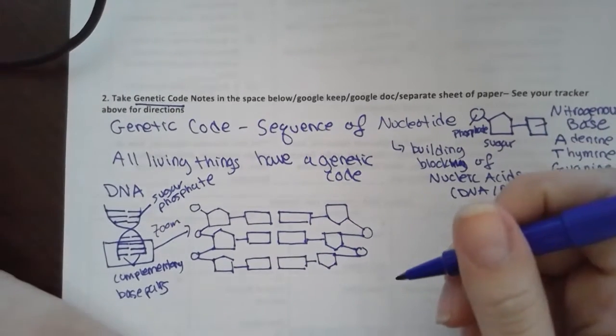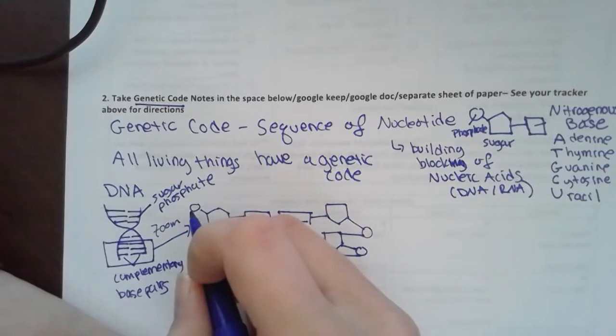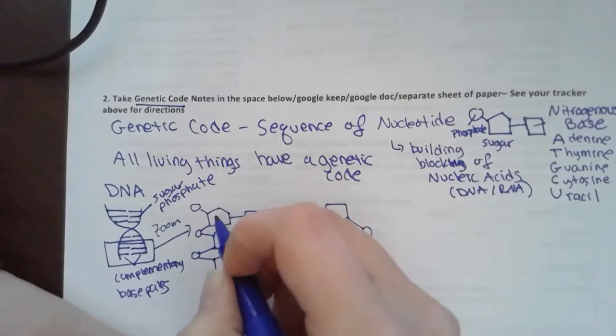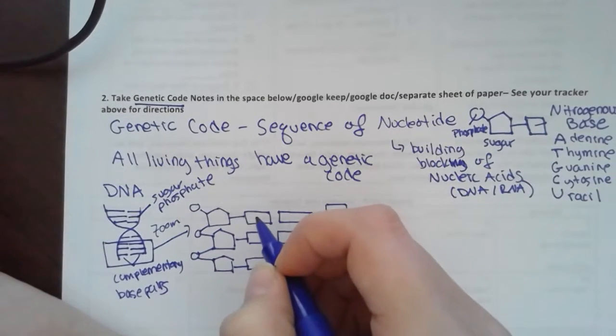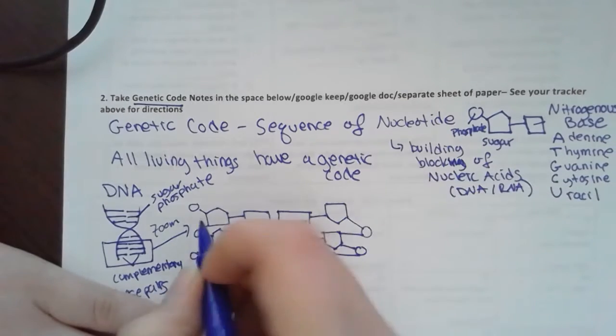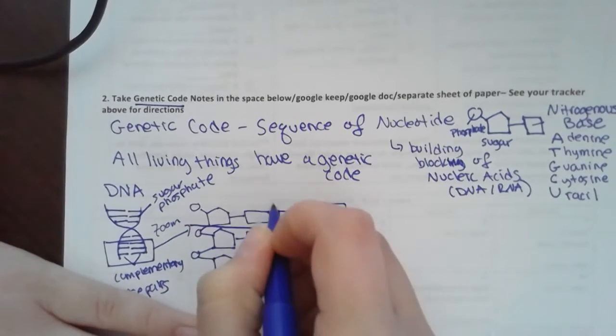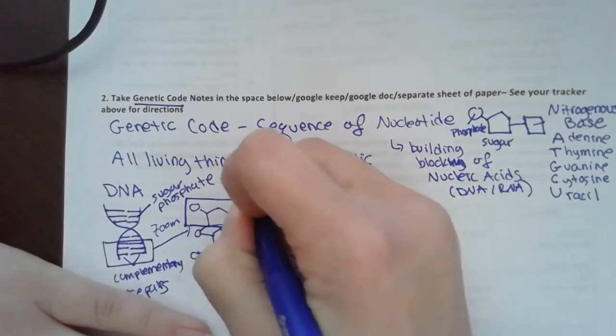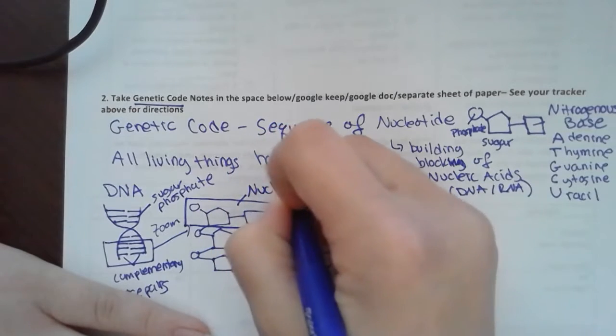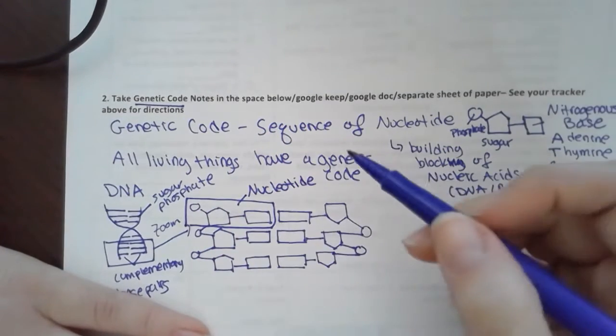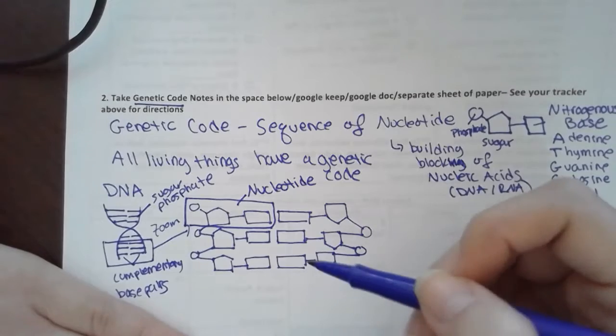So I'm going to explain what this is. These little circles, again, they're phosphates. The little house thing is a sugar, and these little rectangles are the nitrogenous bases. So if I were to highlight one of these, this one would be a nucleotide. Now remember, my genetic code is simply a sequence of nucleotides.